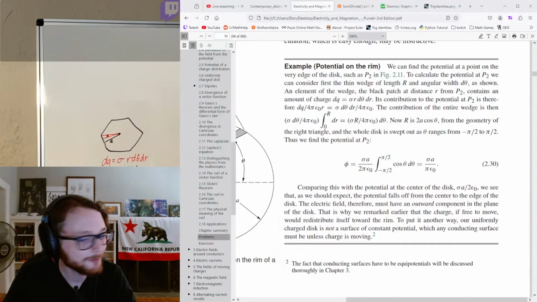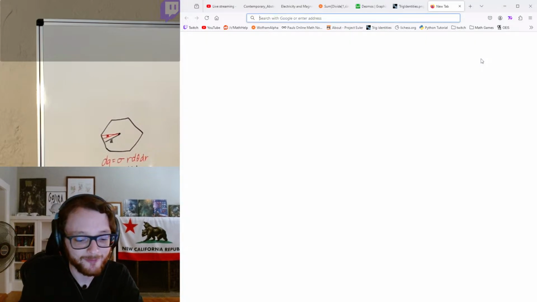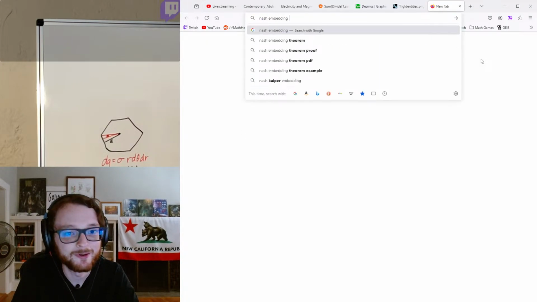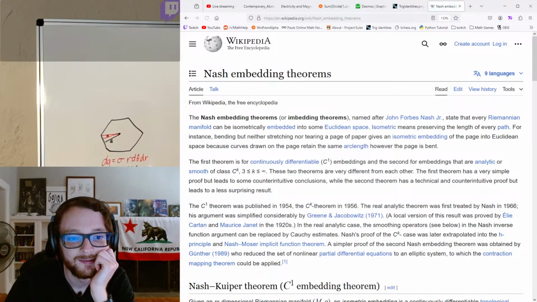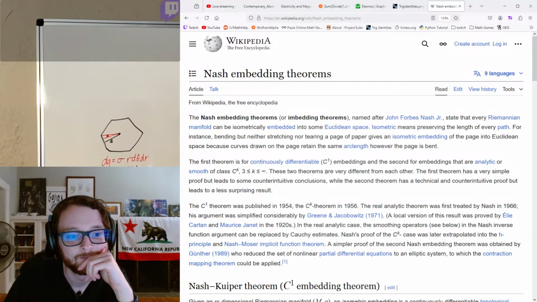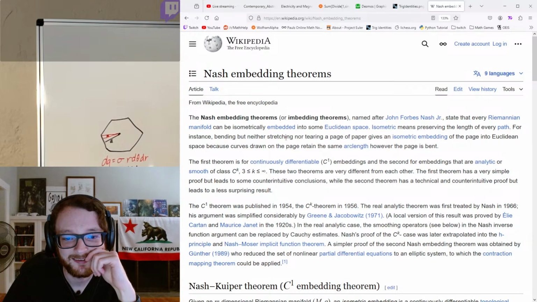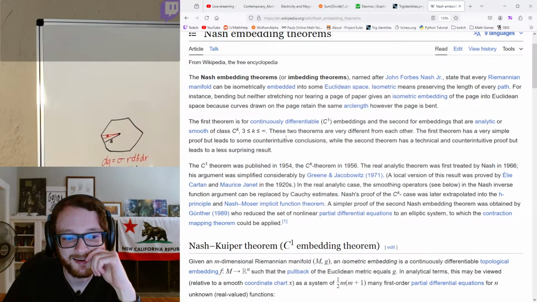Nash embedding theorem? It sounds like something I wouldn't know. I haven't heard of it before. Okay, I see Riemannian manifold and, I quit. No, no, bending. I think this is beyond me though.